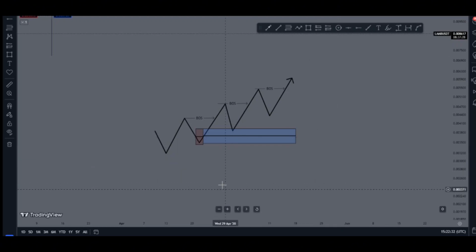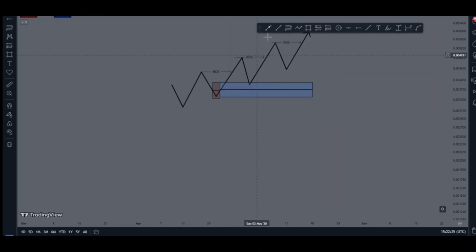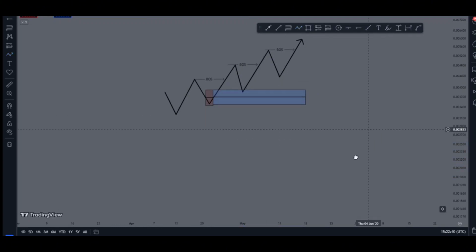Now let's recap this demand again. Let's say the market hasn't started trending yet, the market is like this, and it's like this now, and the market hasn't taken out this high, hasn't taken out this low. This is when the market starts forming a triangle.